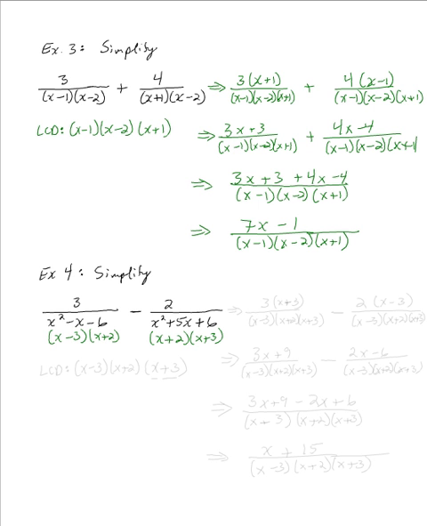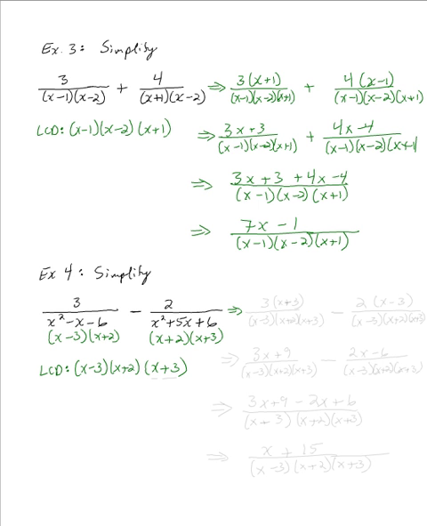So using the same ideas as in the previous exercise, my LCD is x minus 3 by x plus 2. I don't need the repeated x plus 2, but I need another factor of x plus 3. So the LCD is x minus 3 by x plus 2 by x plus 3.